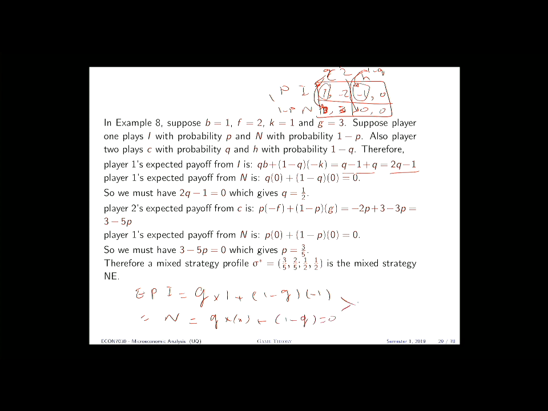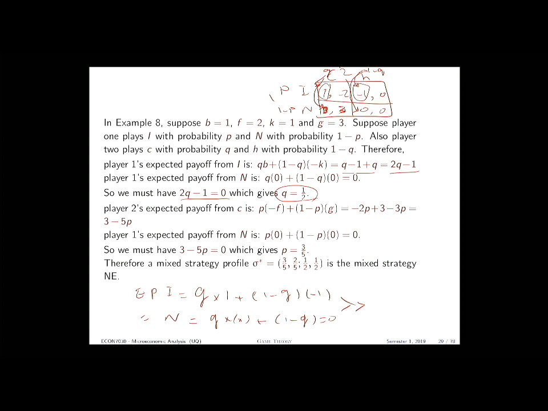Now, if we put these two equal to each other, that is, the expected payoff of I is equal to the expected payoff of N, then we'll get 2Q minus 1 equal to 0, and that gives us Q equal to half. What does this mean? It means that in a Nash equilibrium in mixed strategies, player 2 must give equal probabilities to each of her actions. Otherwise, player 1 would always have a better outcome, and therefore that cannot be a mixed strategy equilibrium.